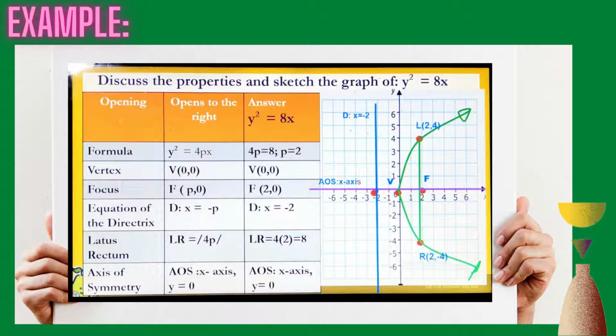So we will now draw the axis of symmetry, which is the x-axis. So this is the x-axis, or the axis of symmetry is on the x-axis. So we are done with the illustration of the parabola with the equation y squared equals 8x.